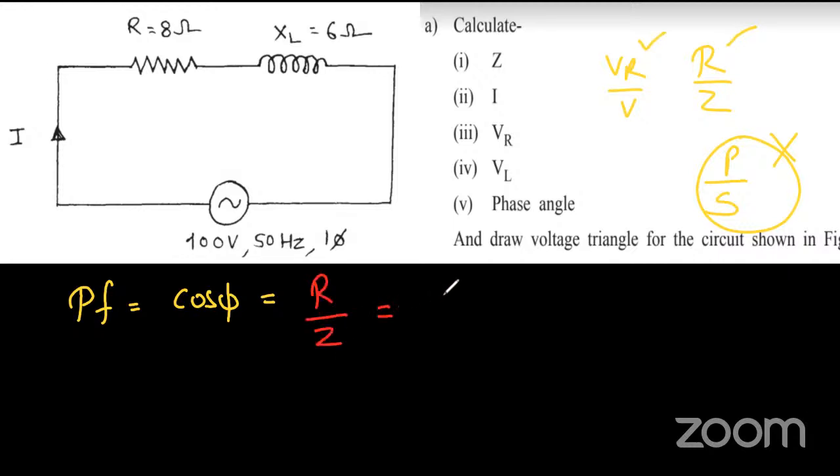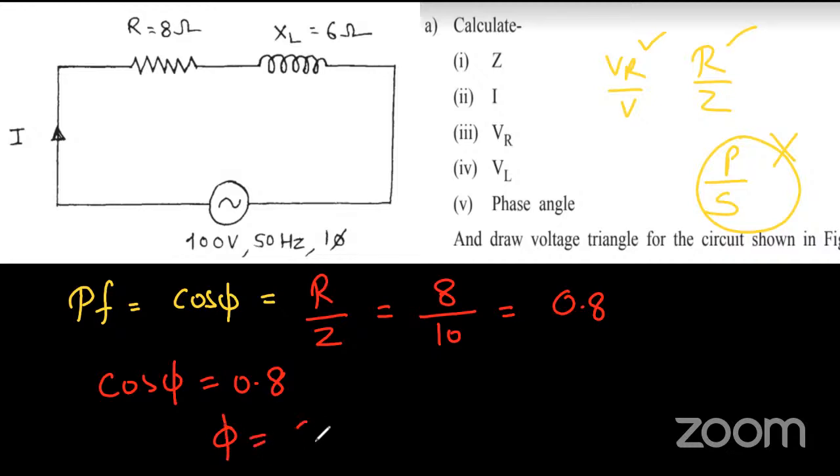So how much is R? R is 8 and how much is Z? Z is 10. So it's 0.8. So what is the power factor? 0.8. That is, cos phi is equal to 0.8. So what is your angle? Cos inverse. The cos on the RHS is shifted. So phi is equal to cos inverse 0.8. So just use a calci. Use a calci and find cos inverse 0.8. At which angle will you get cos inverse 0.8?